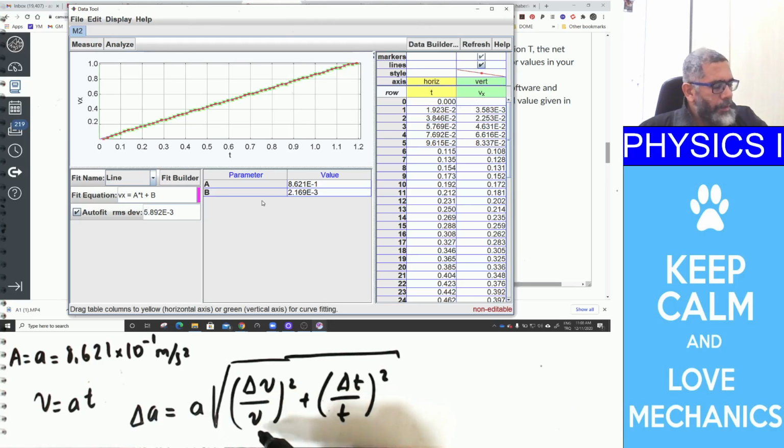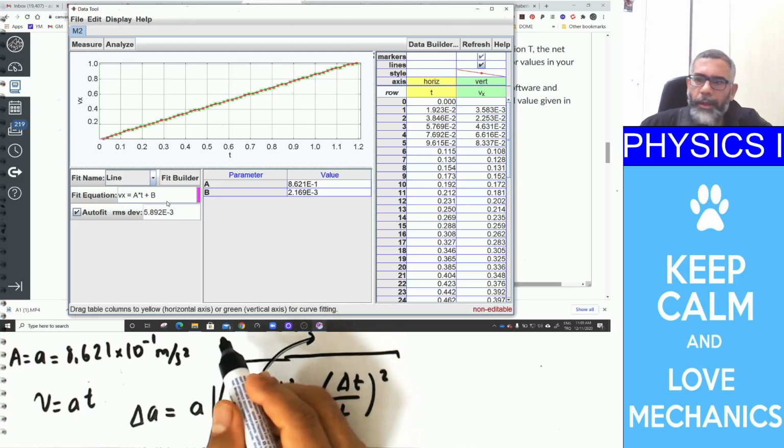What about this delta V, for example? When you come over here to this window where you get the best fit and the parameters, you also see this root mean square deviation over here. This is the root mean square deviation for this graph of the variable on the vertical axis, Vx. So this is the error or uncertainty on the vertical axis, which is V. So that means this is delta V, okay?